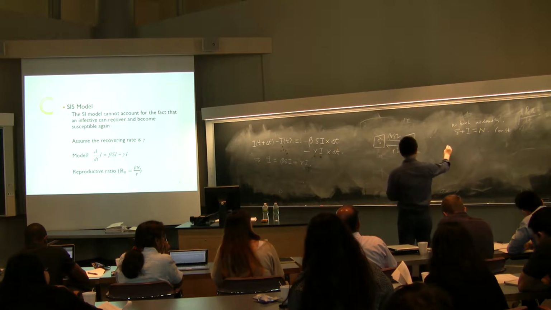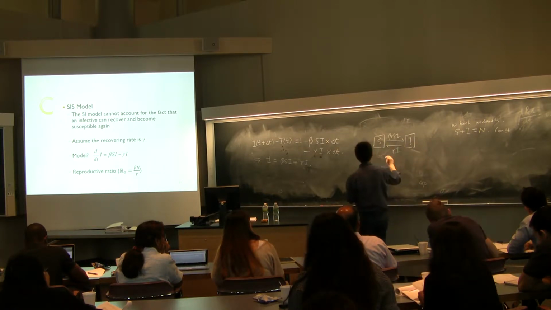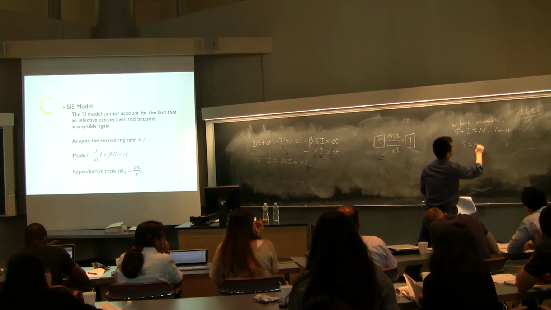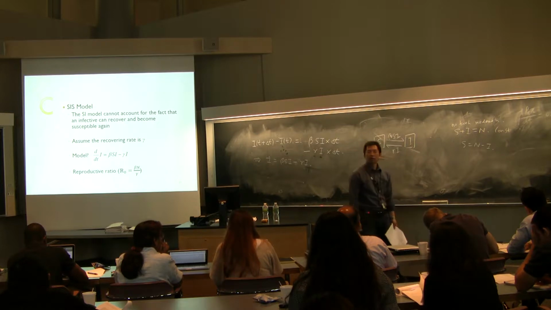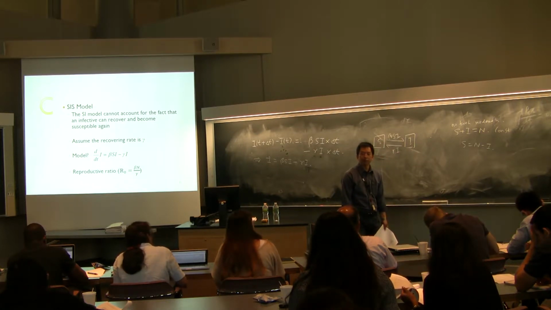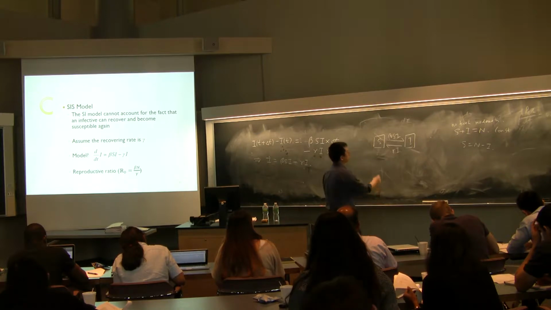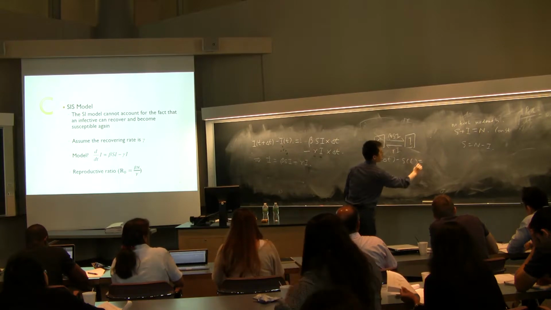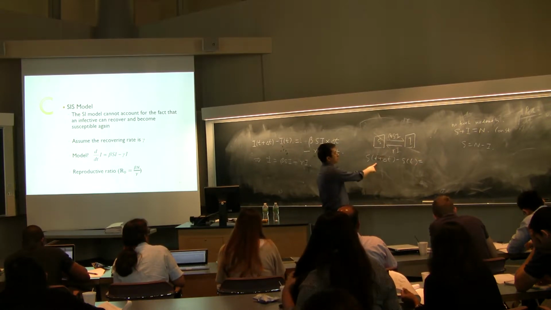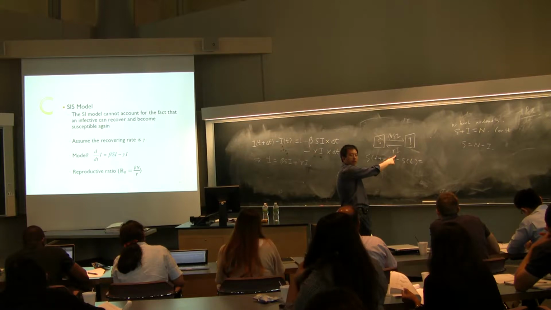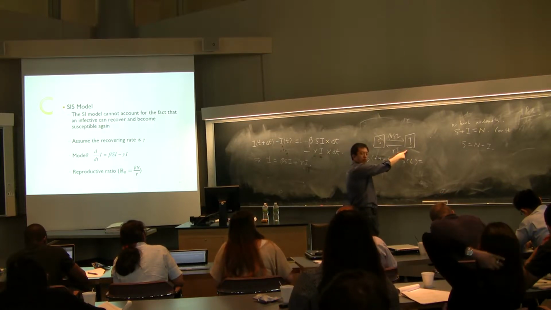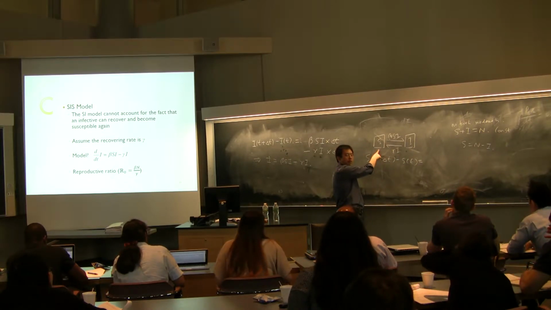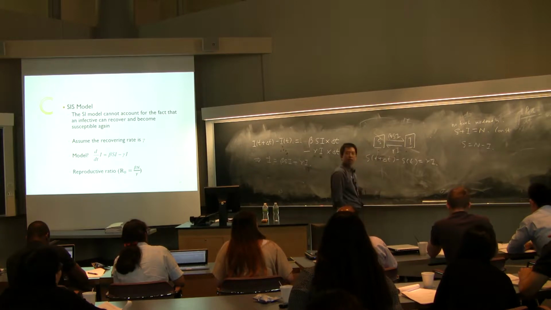So S, of course, S is equal to n minus I. That's for sure. How about the differential equation for S? We can do the same thing, right? The increase of S is due to the recovery, right? Once I recovered, then you get one susceptible. So you have a gamma I here, right?